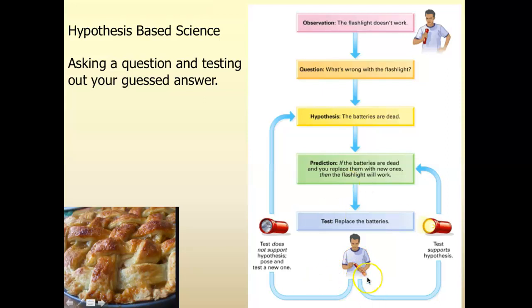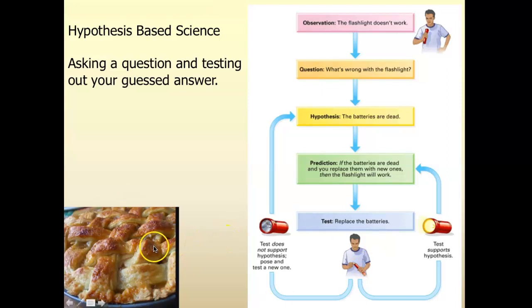The alternate route is easier, right? So if your flashlight turned on because you changed the batteries, then the data that you got from your test supports your hypothesis. The evidence here shows you that it was the batteries, right? So your prediction is correct and you're on your merry way because you have a fixed flashlight.